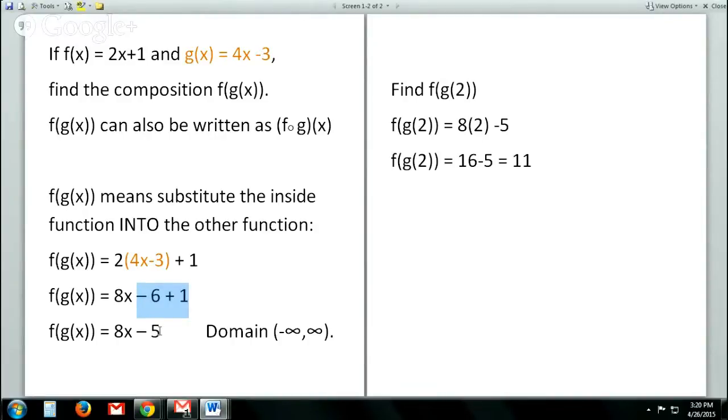Now, when you look at 8x minus 5, do you have a square root or a fraction? You don't. So the domain is from -infinity to +infinity, all real numbers.